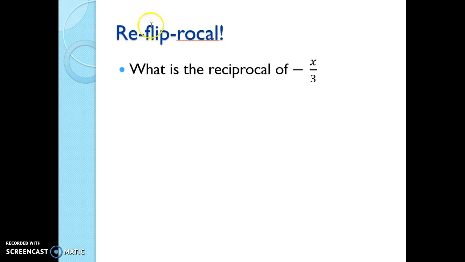Also, remember, if you see something that's asking for reciprocal, think refliprical. All you're doing is flipping it over. What is the reciprocal of negative x over 3? It's negative 3 over x.